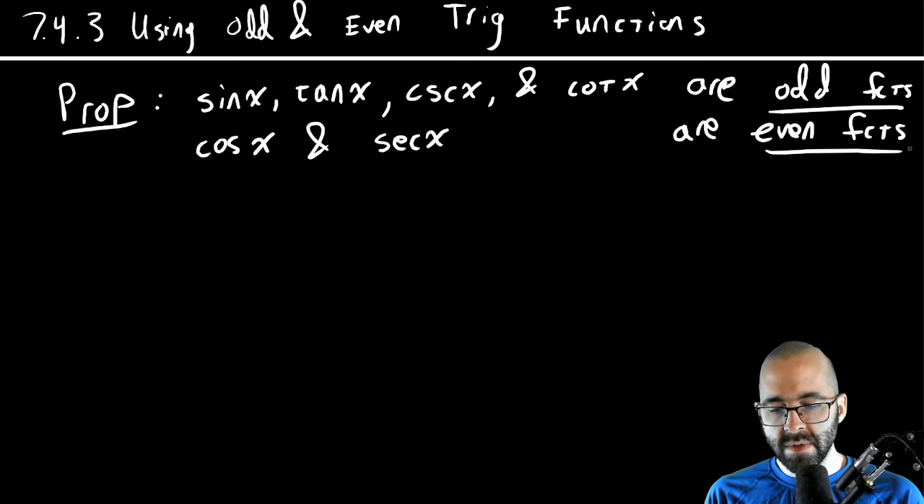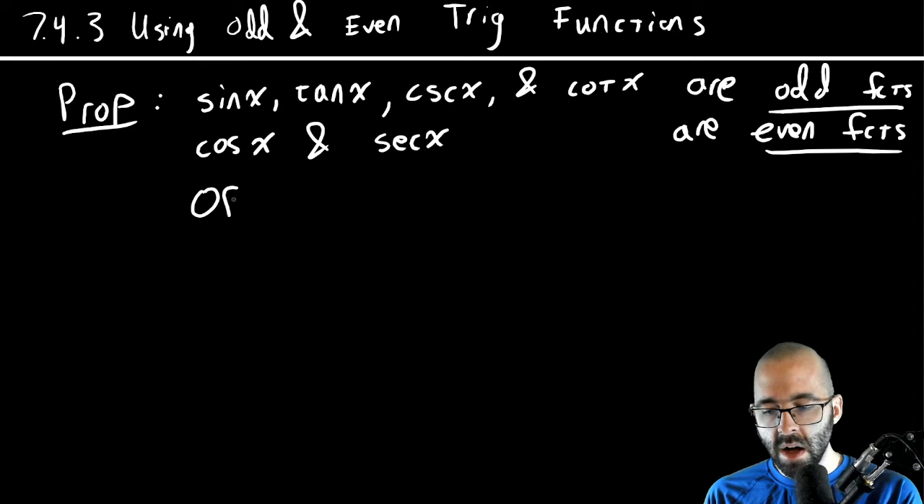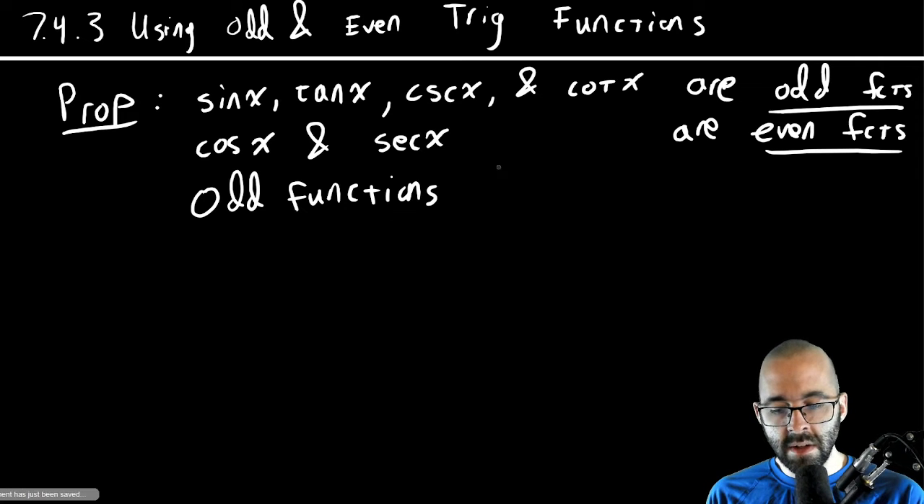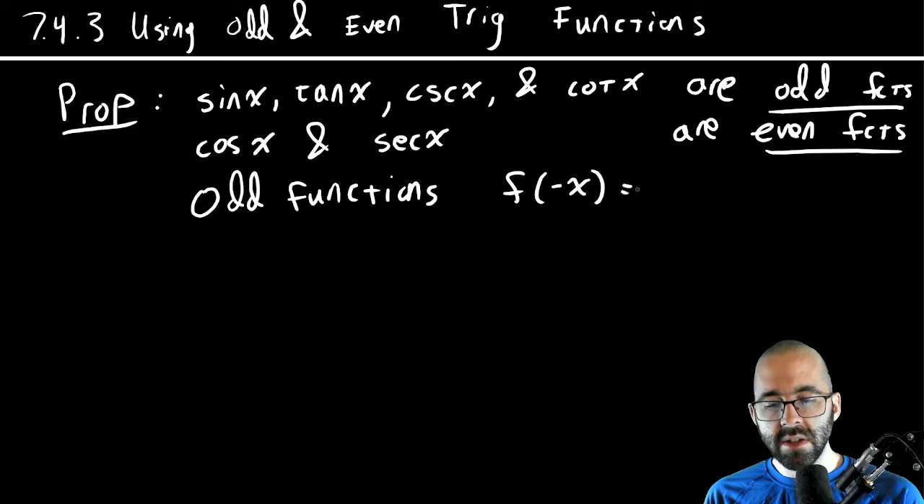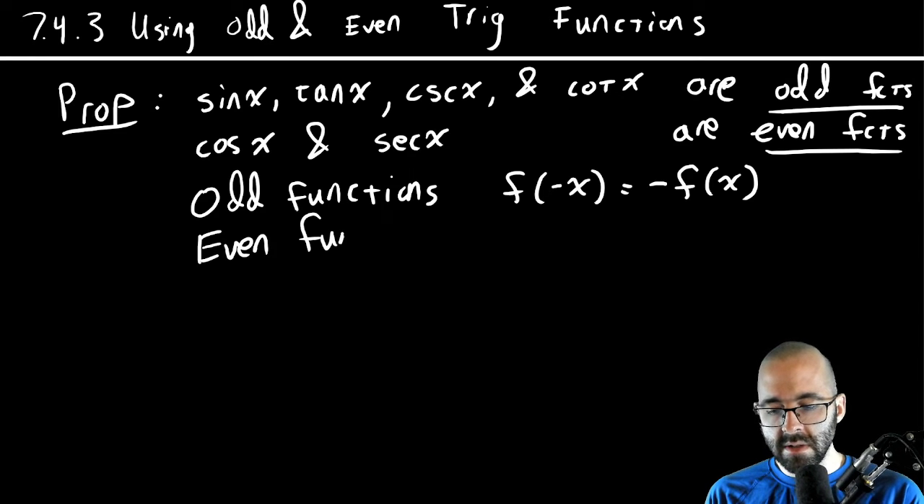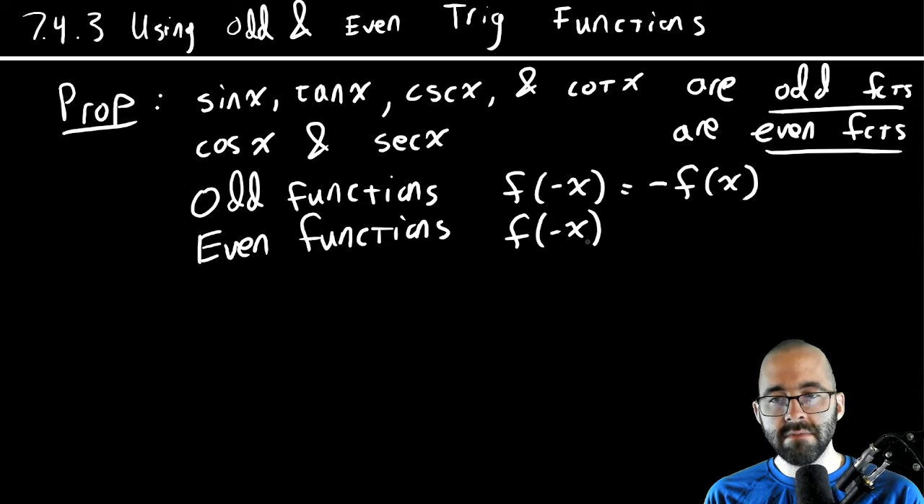So as a reminder, odd functions. We showed what it looked like graphically, but analytically with numbers, that means that if I have a negative on the inside of a function, that's the same as a negative on the outside of the function. And even functions, if I have a negative on the inside, it means nothing. It goes away.